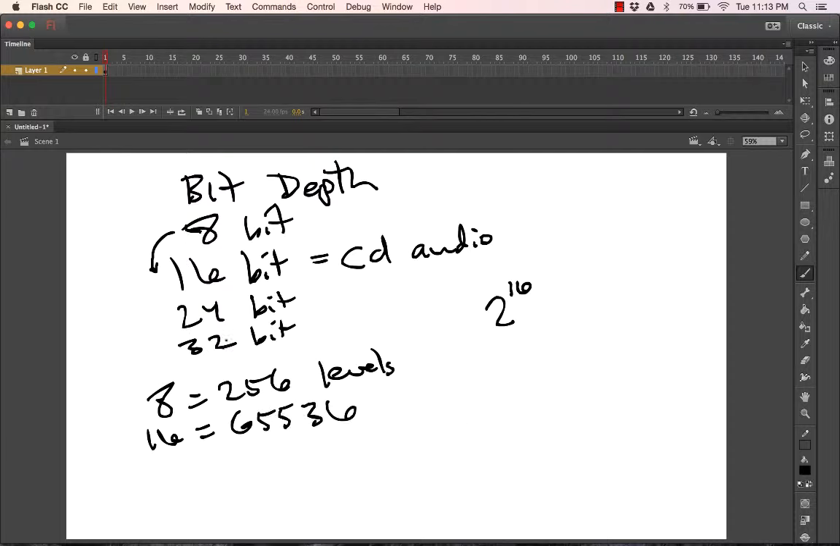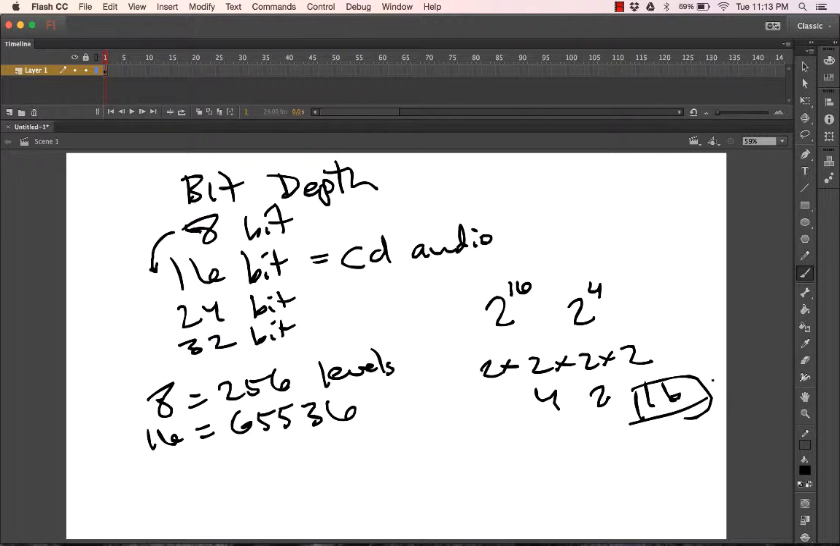Okay, so any number that you want to know how many levels of resolution, you just take that number and put that into the, what's that called? The exponent? I don't know. So if we wanted to know how many levels in 4-bit audio, 2 to the fourth power. That one we can probably do just like this. 2 times 2 times 2 times 2. That's 4, that's 8, that's 16. So you have 16 different levels. That's not a lot, but this is a lot. And then 24-bit is in the millions.